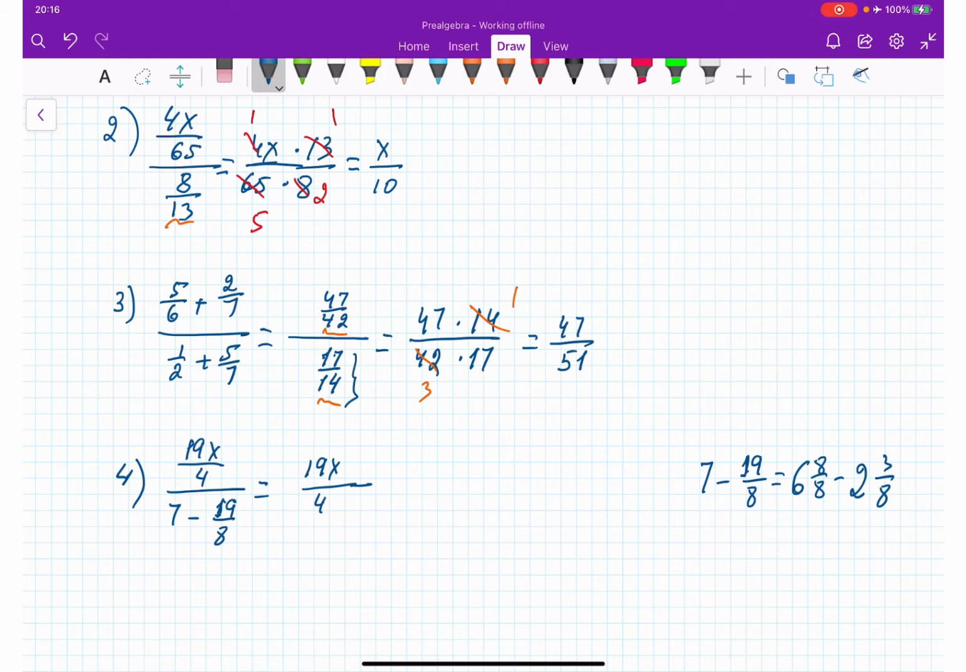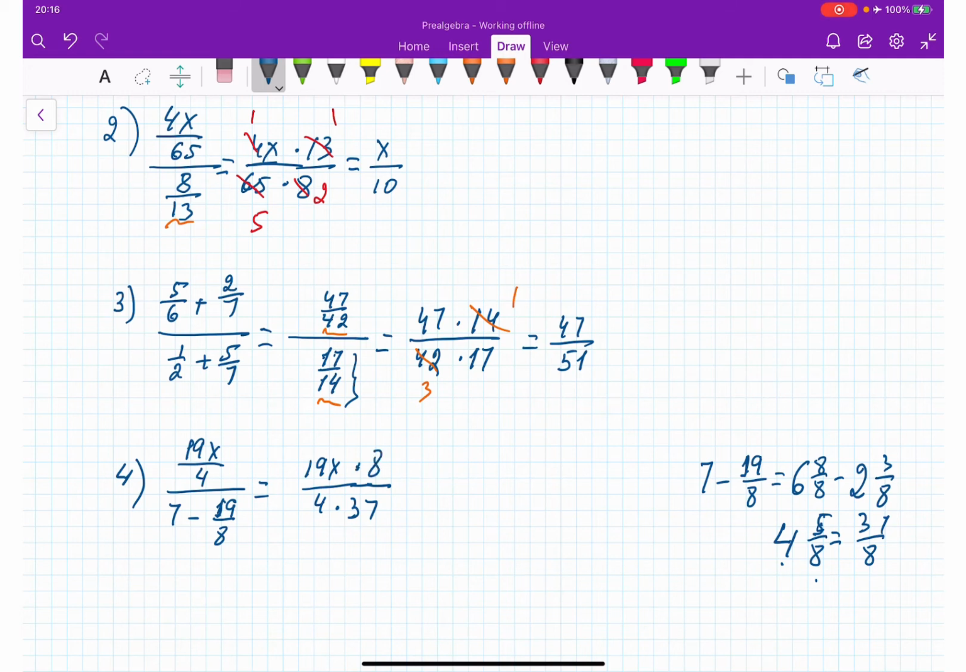What do we have? 6 and 8 over 8 minus 2 and 3 over 8. So the denominators are the same. How I got the same denominator, you can find out from that video. So here I have 4 and 5 over 8, which, if I convert into an improper fraction, is 4 times 8 is 32, plus 7, 37 over 8. So 37 stays here, 8 comes on the top.